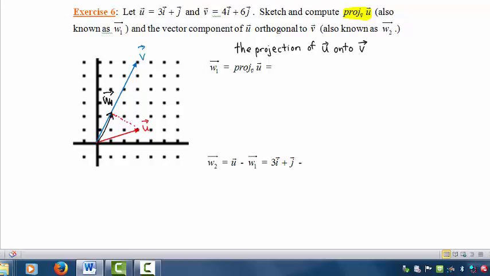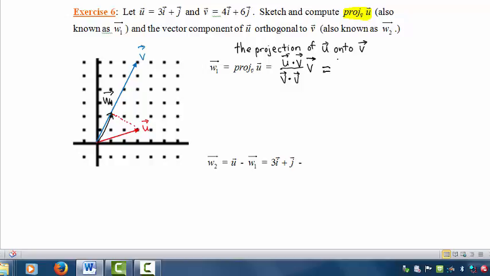The projection of U onto V is calculated by the following formula. U dot V divided by V dot V, which is also the magnitude of the vector V, quantity squared. And so far what I've written here is a scalar times the vector V.